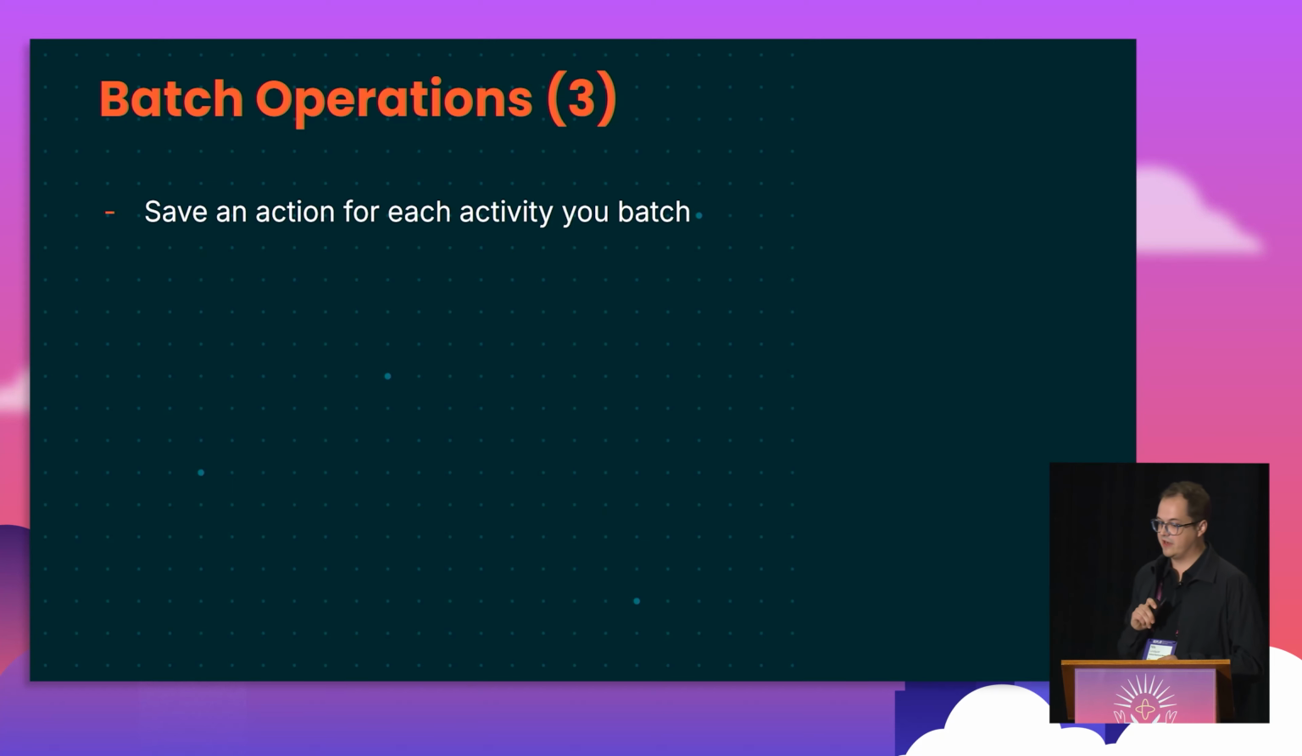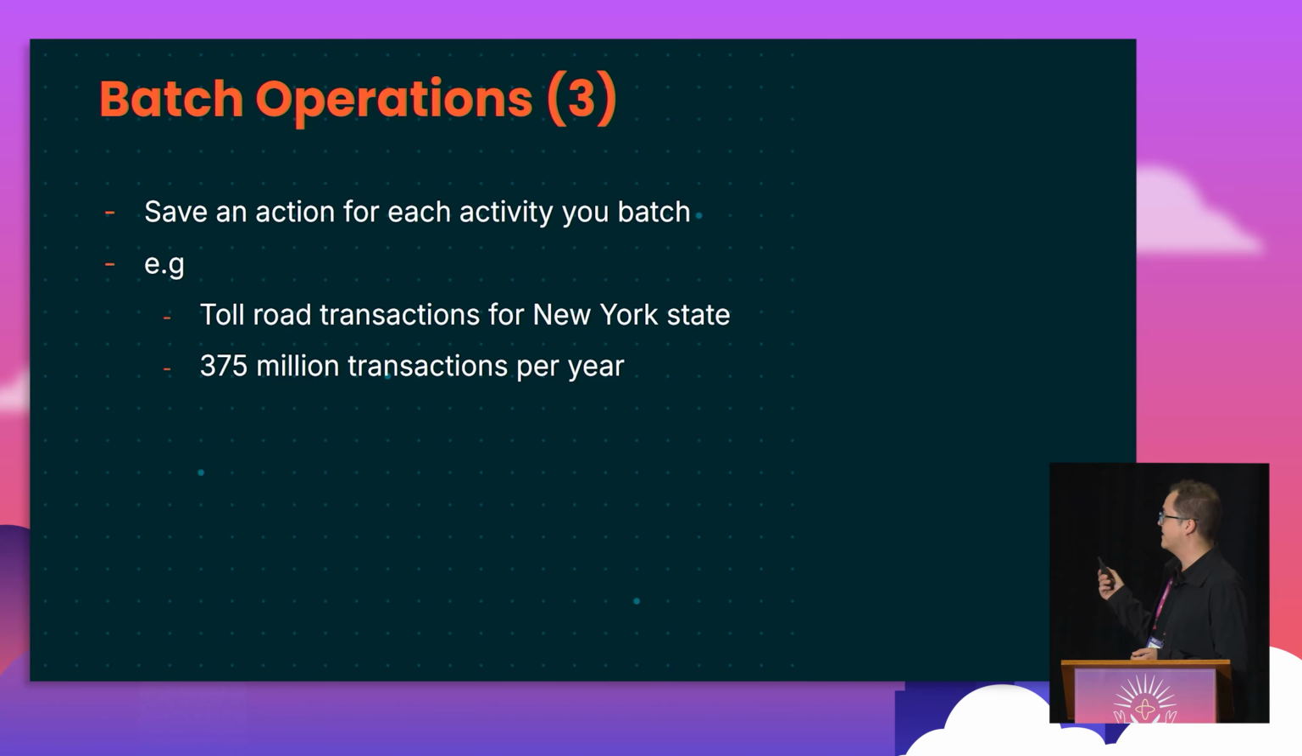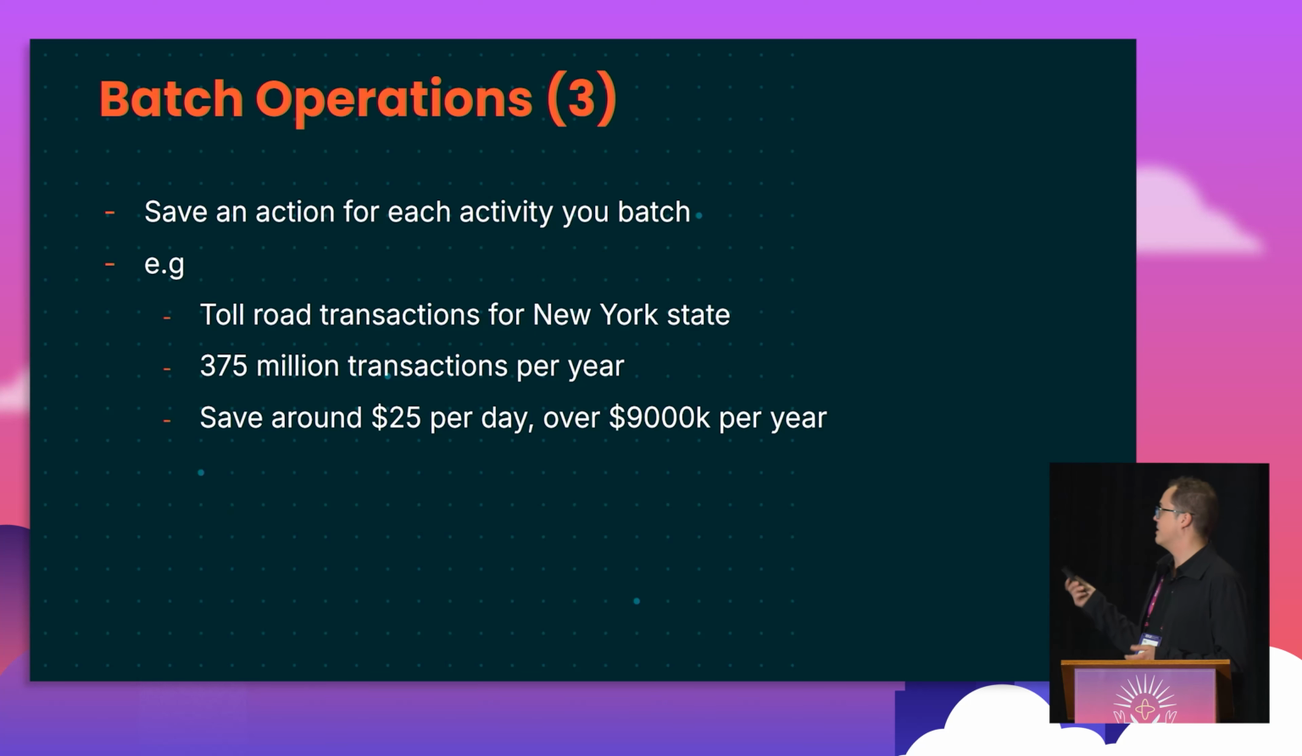Like I said, it's saving an action for each time you do this batching. Let's say that this was toll road transactions for New York State. I managed to find this. They do 375 million transactions per year. So that's about $25 per day just in transactions. It would come up to over $9,000 per year saved just by moving this one archiving outside of that workflow. So when you're writing these really high flow workflows, it would pay off to think about what do we need to do and what can we do less frequently.